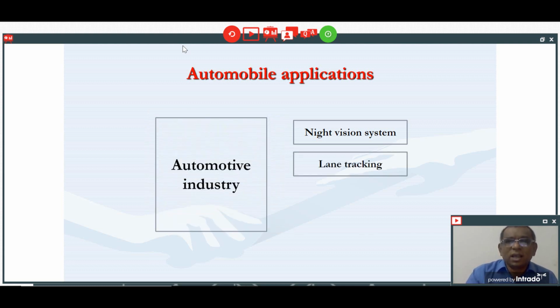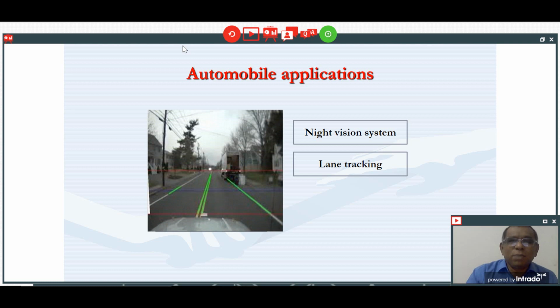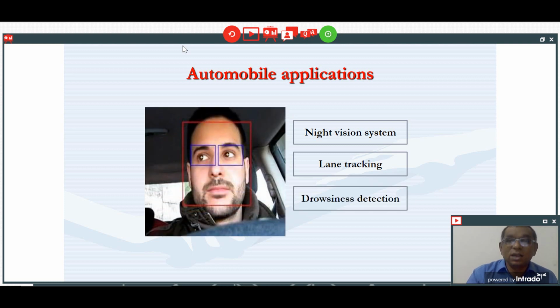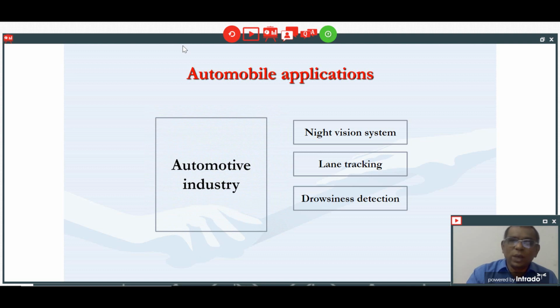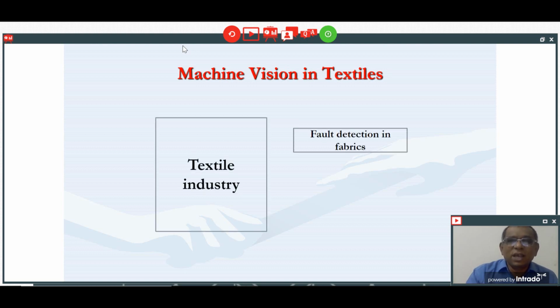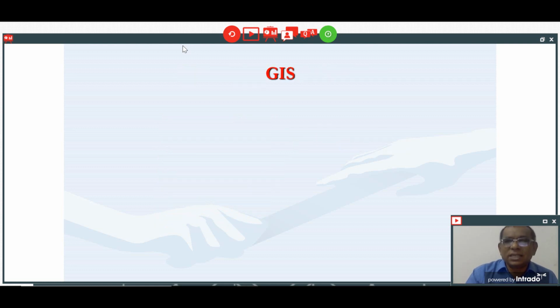So how to minimize the cost and how to incorporate a night vision system is R&D performed in major automotive industries. Now, lane tracking is another important area, whether the car is deviating from the lane or not. Image processing plays a role where the camera acts as the sensor. Then drowsiness detection, whether the driver is alert or going to sleep, we want to know. For that, image processing algorithms are widely used.